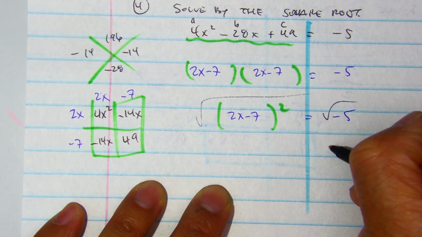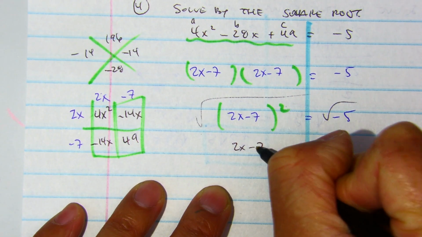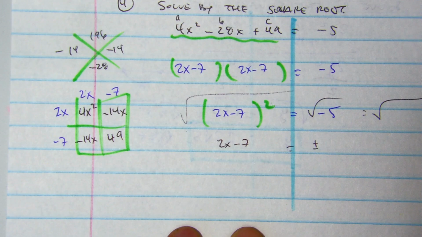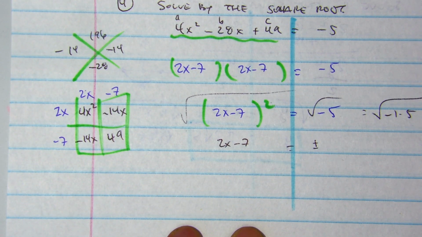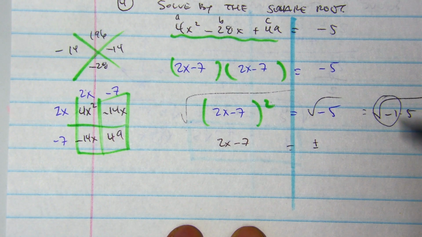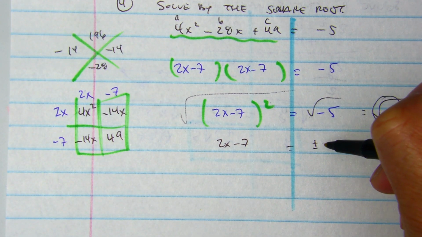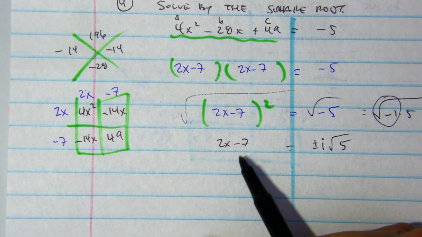Okay, take the square root of each side. This left side is isolated. 2x minus 7 equals plus or minus. Remember what we talked about, this is negative 1 times 5. The square root of negative 1 is i. So I have plus or minus i radical 5.